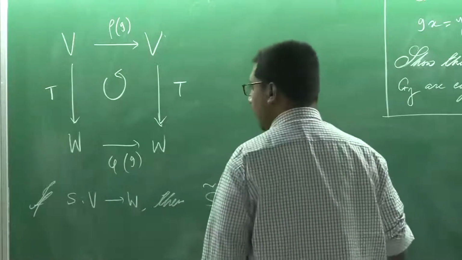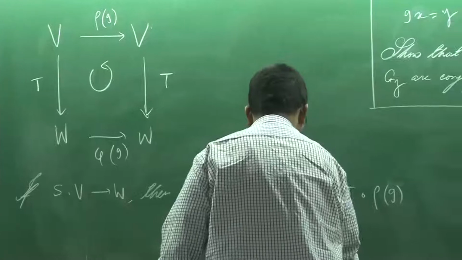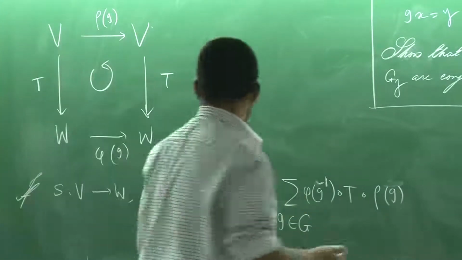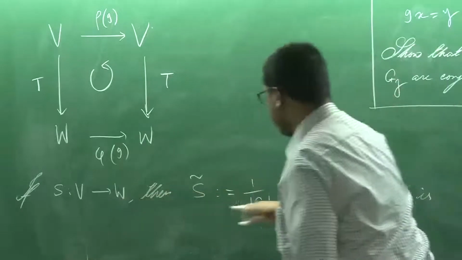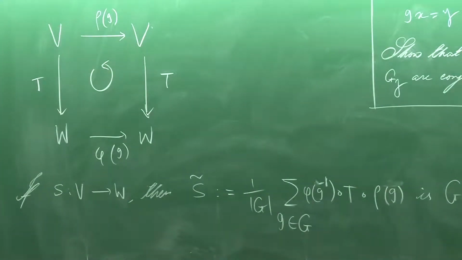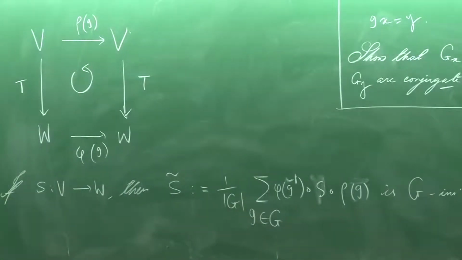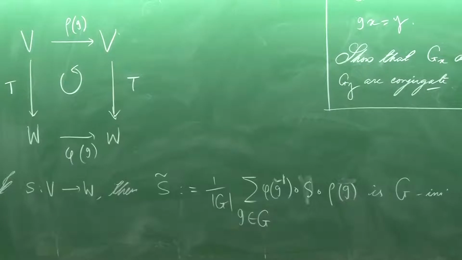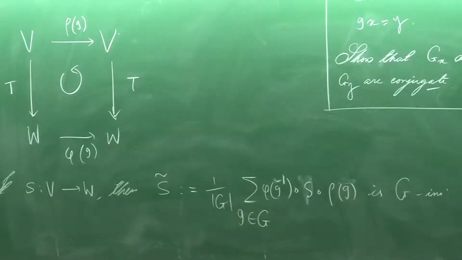So we define it in this way: S tilde is the sum over g in G of T compose rho g compose phi g inverse. This is immediately seen to be a linear map from V to W that is G invariant. I leave this verification to you. So, given any linear map S, the S tilde is G invariant. And in particular, if S itself, which we begin with, is G invariant, then this S tilde is nothing but S. So if S is itself G invariant, then in this process we are not going to get anything other than S.